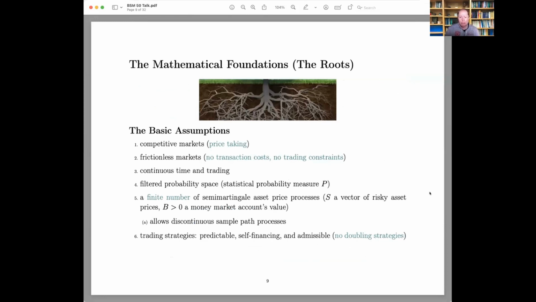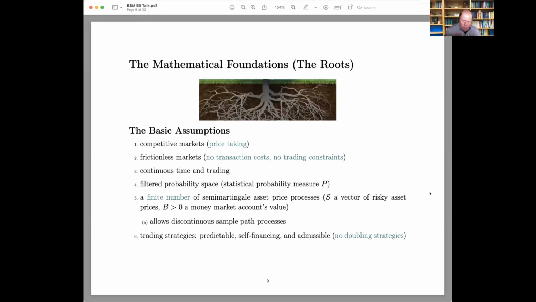Now, here are the basic assumptions, right? Competitive markets, frictionless markets, continuous time and continuous trading. We need to introduce some terminology that characterizes the randomness in the market. Key in this characterization is what's called the statistical probability measure, P. That's the objective measure, which we can think of as an omniscient being drawing from a very large urn the price processes that we see.